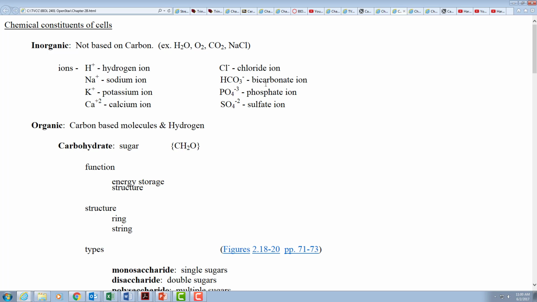Okay, bicarbonate, HCO3 with a minus 1 charge. Now, this does have carbon, does have hydrogen. This is a gray area. Some books, about half of them will put it into organics, half of them will put it in inorganics. By definition, it should be an organic molecule, but it is low energy. Another way you can put out that grease fire, throw baking soda on it. Bicarbonate. Phosphate, PO4 with a minus 3 charge, and the sulfate, SO4 with a minus 2 charge.